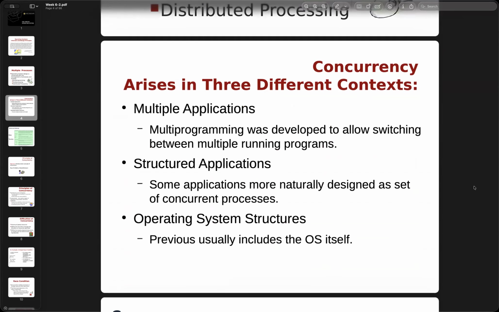We need to think about three difficult contexts. The first one is multiple applications. If we have multiple applications running, maybe it is hard to imagine, but consider when you open a browser and play a video or music on YouTube, and then you want to open VS Code to write some programs, and then maybe you need to open a PDF or Word document.